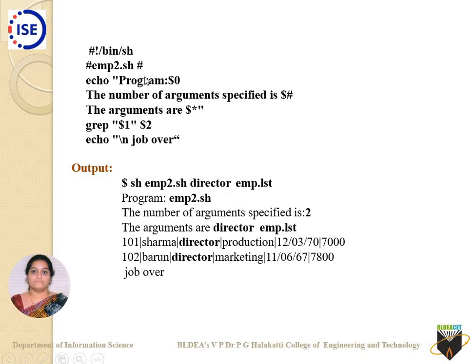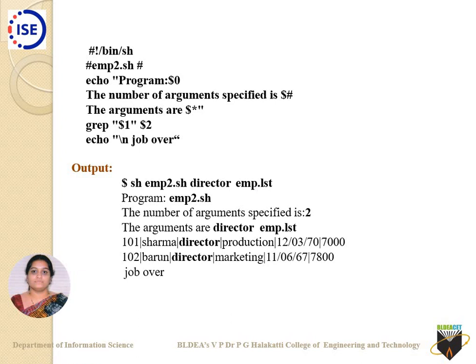What outputs are you expecting? Keep in mind, before doing anything, I have used $1 and $2, so there are 2 command line arguments expected here. $1 is the first command line argument, $2 is the second. So it goes accordingly as sh emp2.sh director emp.lst. What is the $0 value? emp2.sh. What is the $1 value? director. What is the $2 value? emp.lst. What is the $# value? It is equal to 2.